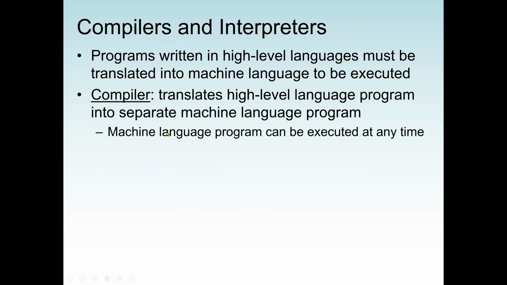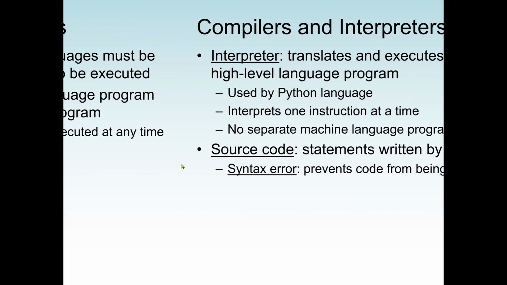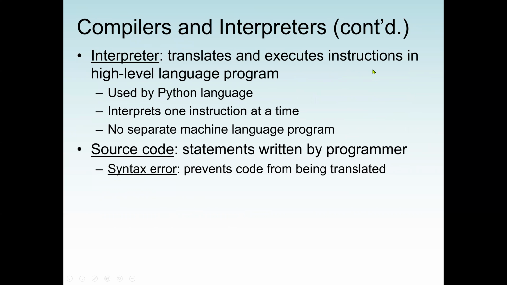So the whole concept is that a compiler normally will translate your code, the whole file at once. Now an interpreter will translate and execute instructions in a high-level language program, and this is used by the Python language. It interprets one instruction at a time, so one line at a time. There is no separate machine language program. Source code is the statement that is written by the programmer. So source code will be the Python language that we are going to write.